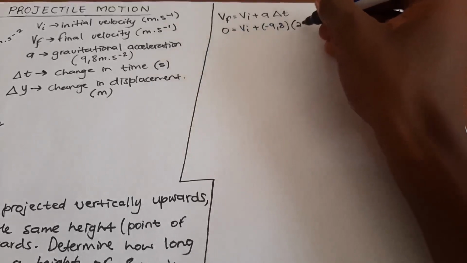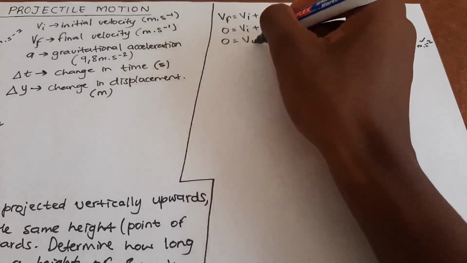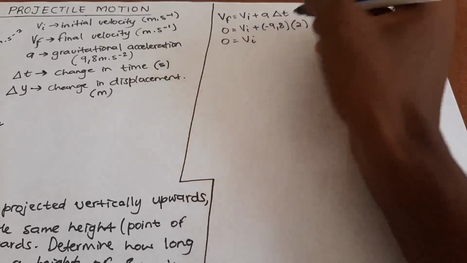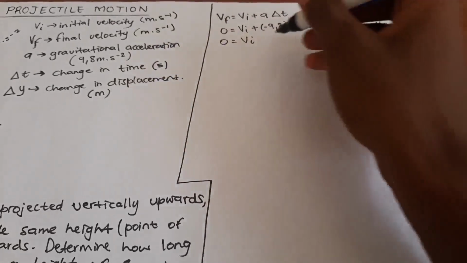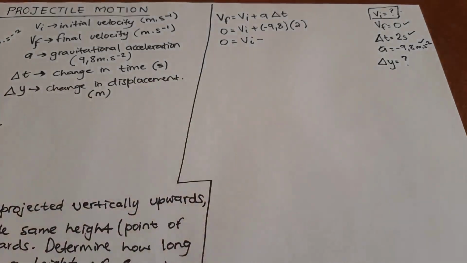Yes, so 0 will be equal to vi minus, right? Yes, our answer will be negative. Press on the calculators, guys. So negative 9.8 multiplied by 2 is equal to negative 19.6.